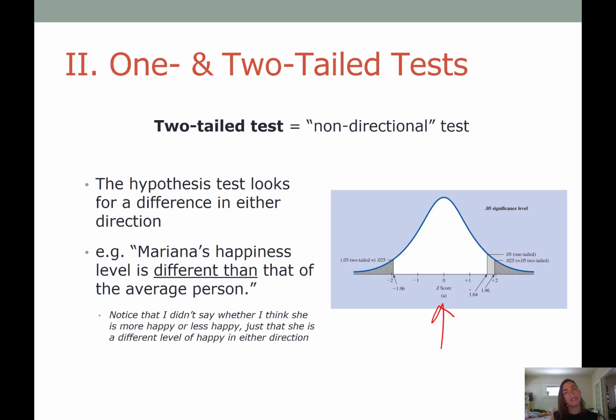But notice that I'm not saying she's more happy or less happy. I don't have a specific prediction about the direction of the effect. I think she could be significantly happier, or maybe she's significantly less happy. Okay. And in that case, because I don't have a particular idea of which direction the effect will be in, I'm going to look in both tails. I'm going to see if she's significantly happier or significantly less happy. So I look for a significantly higher happiness score or a significantly lower happiness score.